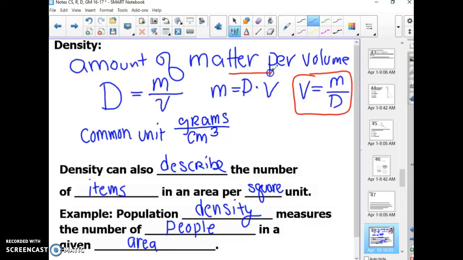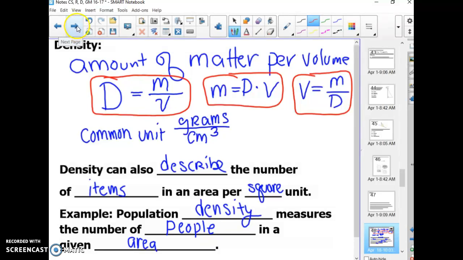So these three equations are just rearrangements. So, a common unit you get is grams per centimeter cubed. Density can also describe the number of items in an area per square unit. Example, population densities will measure people per a given square area.